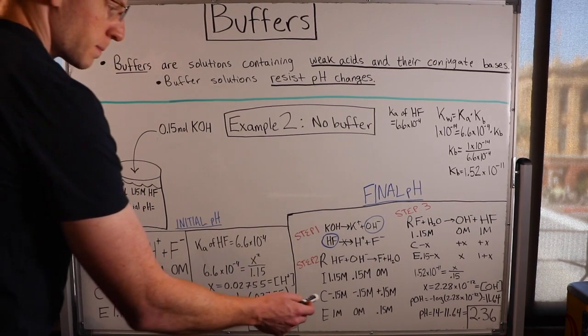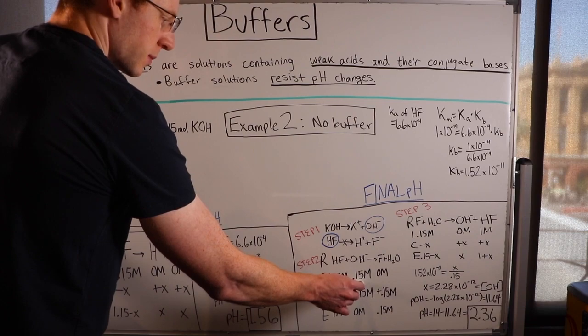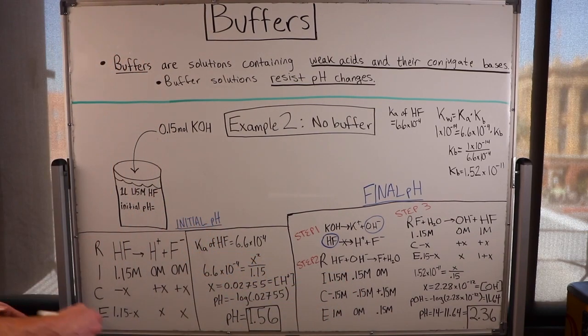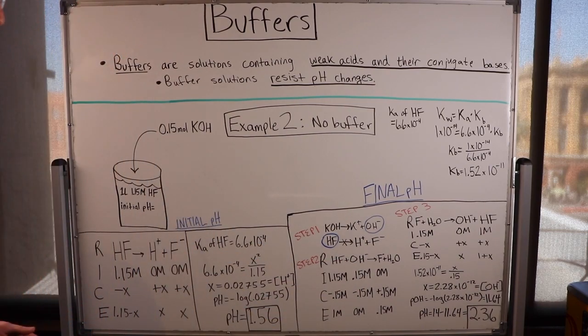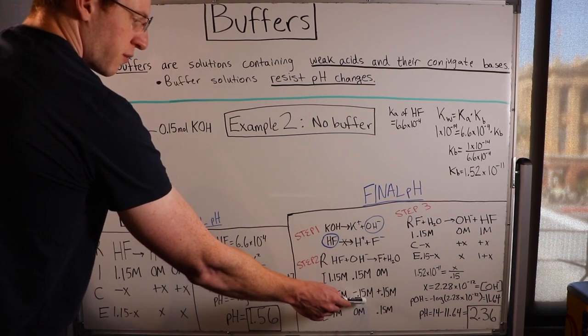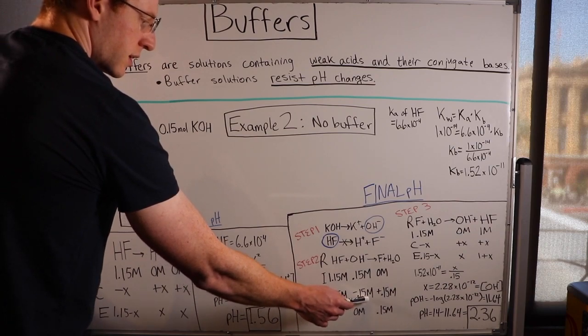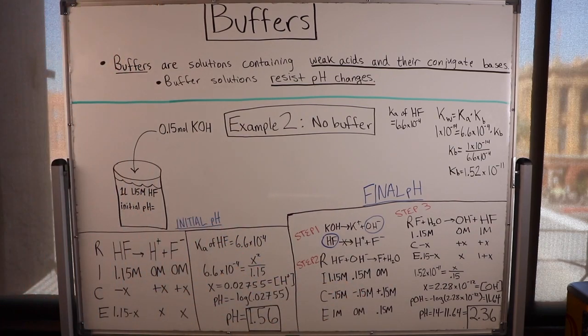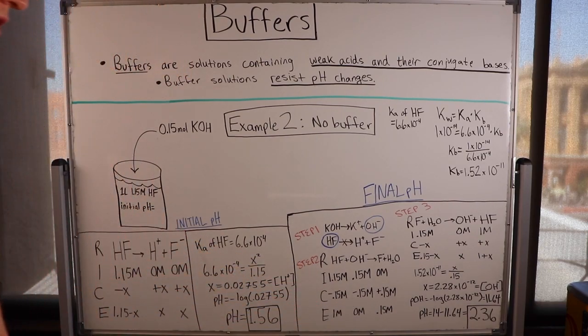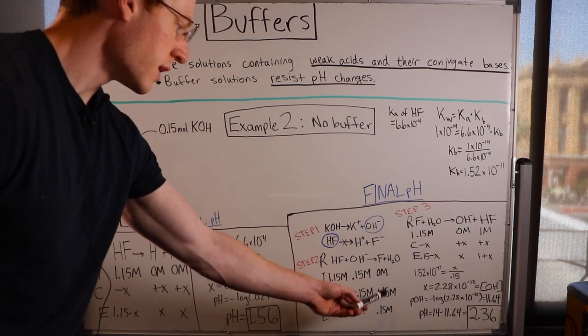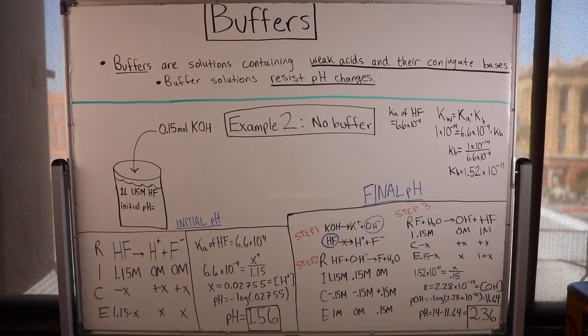So we'll say that 0.15 is going to be our limiting reactant because we have the least of it, and these all react in a 1 to 1 to 1 molar ratio. So we'll lose all of the 0.15 from our reactants, and then we'll gain 0.15 in our products. So then we'll be left with 1 molar of HF, 0 molar of OH minus, that was our limiting reagent, of which we used all, and then F minus we had 0.15 molar at the end.